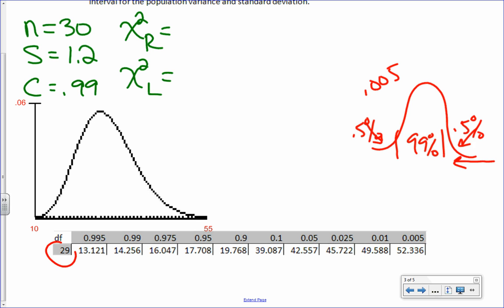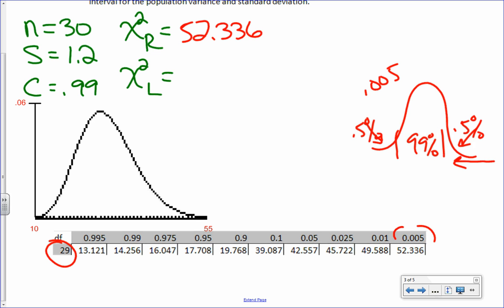So if I'm at degrees of freedom of 29, here's 0.005, so the chi-squared is 52.336. Which one is that, chi-squared right or left? Right, so it's 52.336. So apparently, sigma squared's in that number somewhere. Somehow I got to figure out how to get that out.